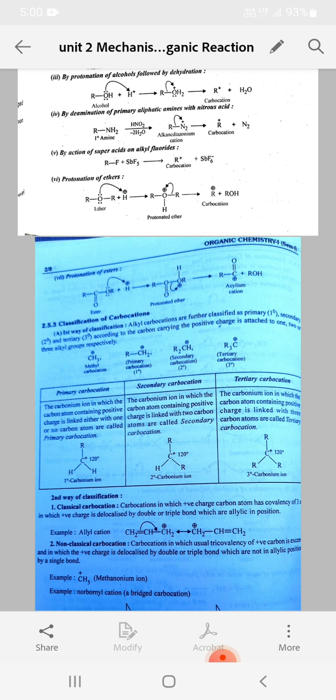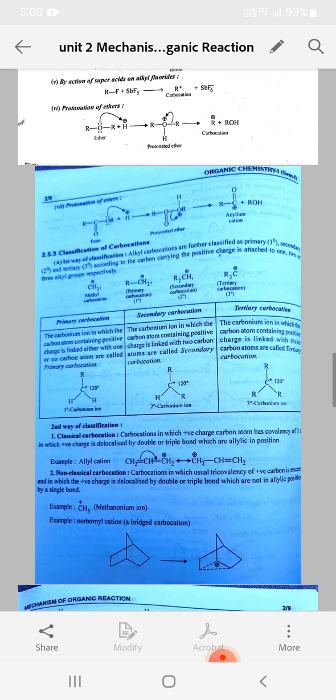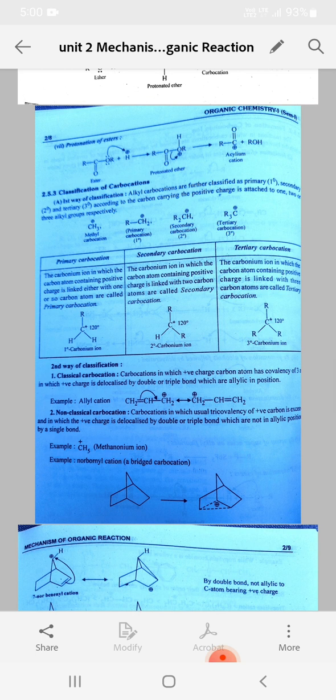Second way of classification, classical carbocations. Carbocations in which the positive charge carbon atom has the covalency of 3 and in which the positive charge is delocalized by the double or triple bond which are allylic in position, as given in the example of allyl cations.